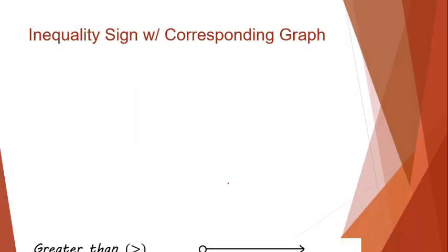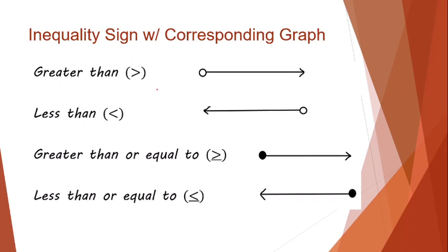Now, these are the 4 inequality signs with their corresponding graphs. Let's say this is the partition plane, and this is their corresponding value. Let's say this is 1, and this is 2. Kapag ganito, may patungo greater than.